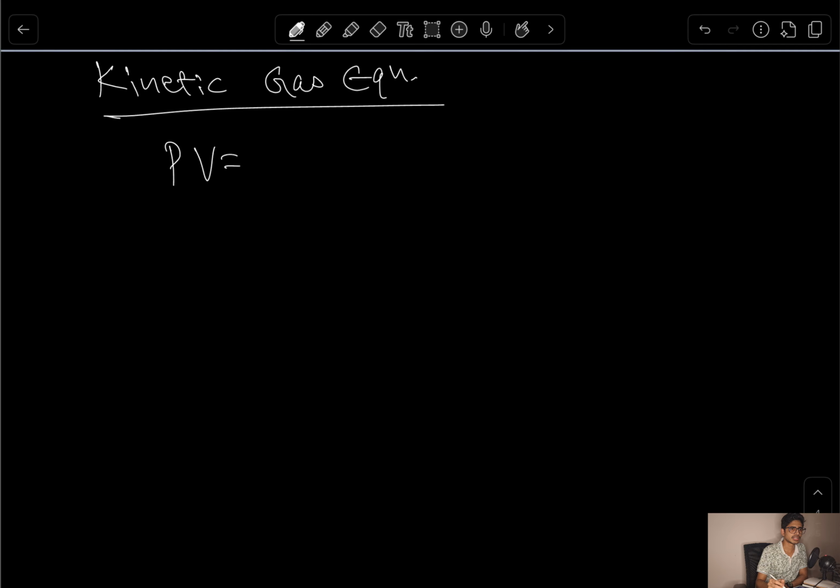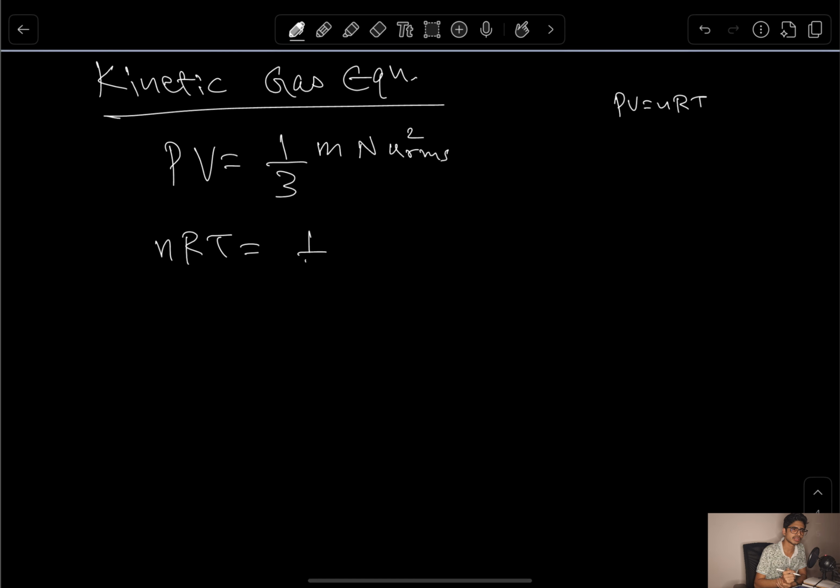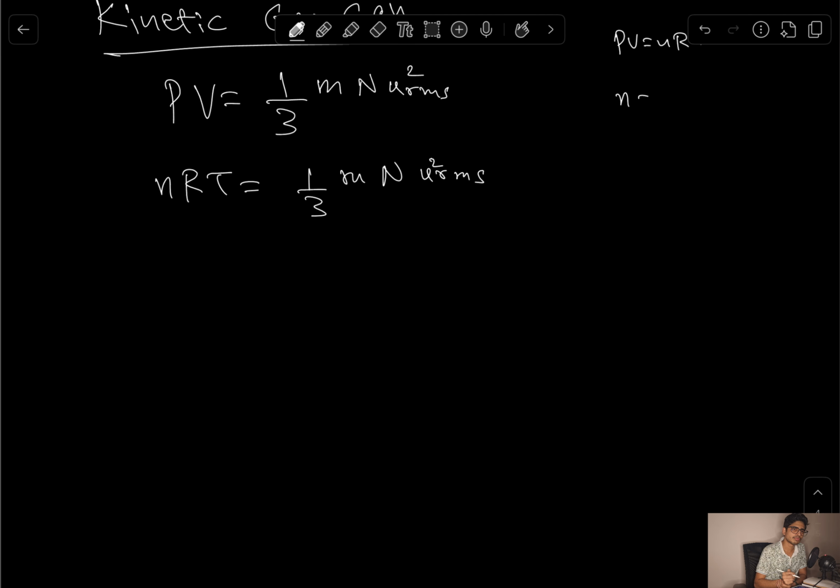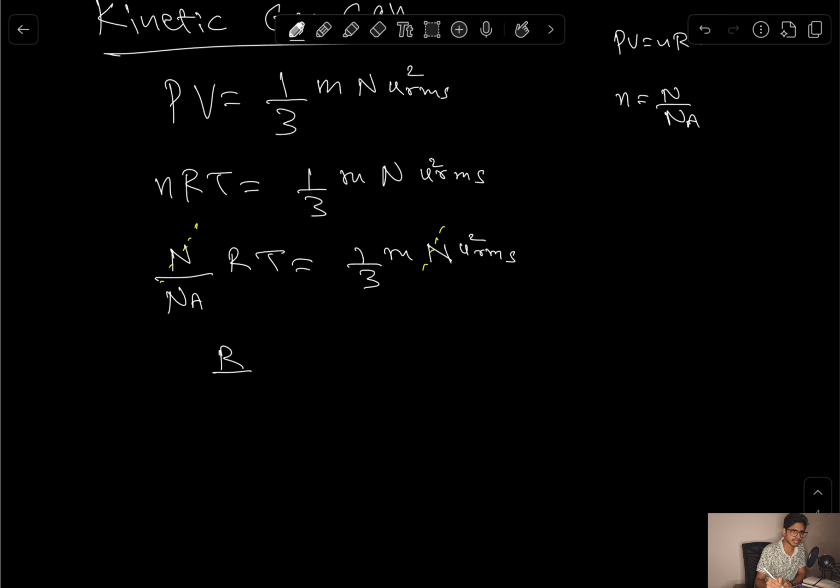We know that the formula we discussed earlier, PV is equal to 1/3 small m capital N U square RMS. We know that PV is equal to nRT by ideal gas equation. Simply put this value over here, and we can do one thing: number of moles is total number of particles divided by Avogadro number. So we can write this to represent total number of moles. Capital N will be cancelled on both sides, and what we get here is R divided by Na multiplied by T is equal to 1/3 small m U square RMS.